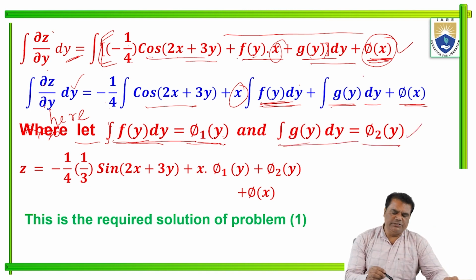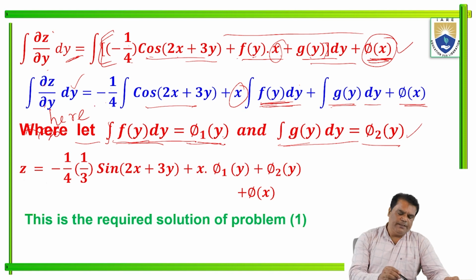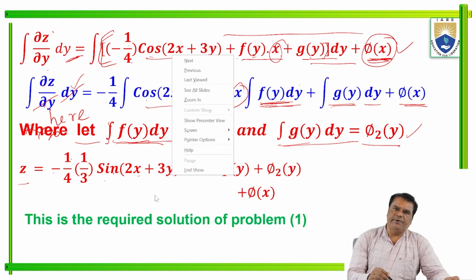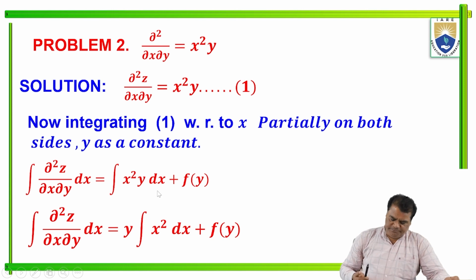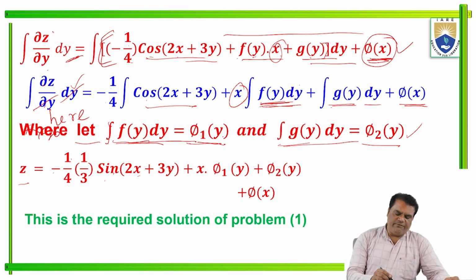So putting this value in this equation, we get z equal to, here one order is cancelled, this dy cancels, only z is there. This equals minus 1/4, and the integration of cos is sine, sin(2x+3y). We are integrating with respect to y. So here the coefficient of y is 3, so 3 goes in the denominator. So minus 1/4, 1/3 sin(2x+3y) plus x phi1(y) plus phi2(y) plus phi(x).